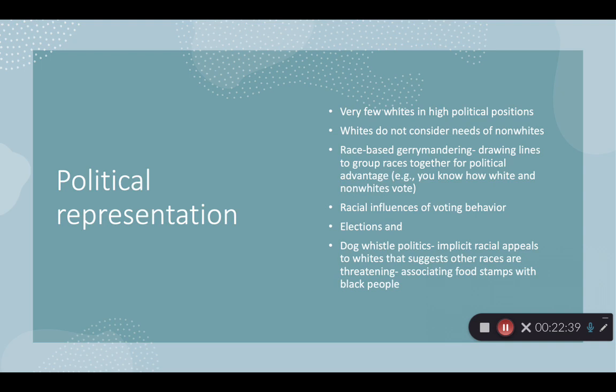The book talks about elections and how we appeal to certain races during the elections, but then don't care about them the rest of the time. And then the dog whistle politics, an important concept. This is the implicit racial appeals that politicians use toward whites to suggest that other races are threatening to get votes, like associating African Americans with food stamps, for example, even though it's whites that are more likely to be on food stamps, that your book talks about.